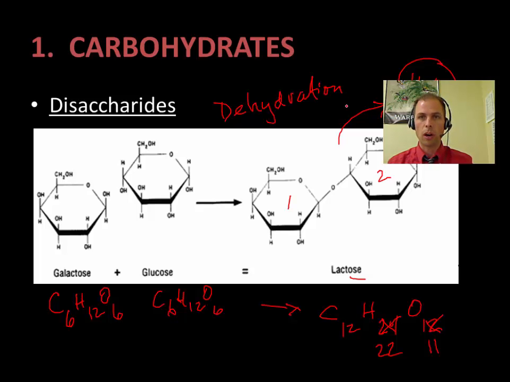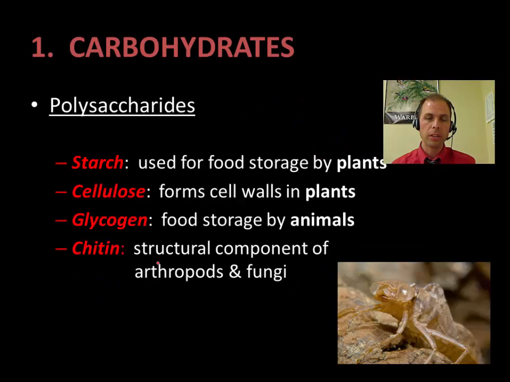Notice we lost water, we got dehydrated, but it was a synthesis reaction because we synthesized, or we built, a larger molecule. Dehydration synthesis. Great example of how disaccharides can form, in this case lactose. Well, we can even build bigger sugars, in these cases polysaccharides.